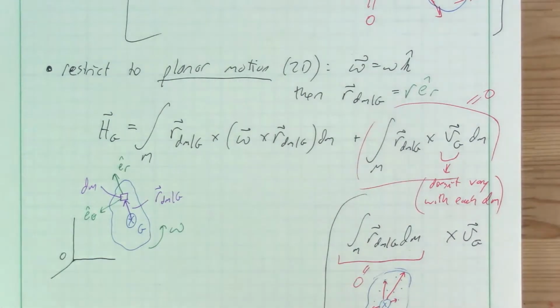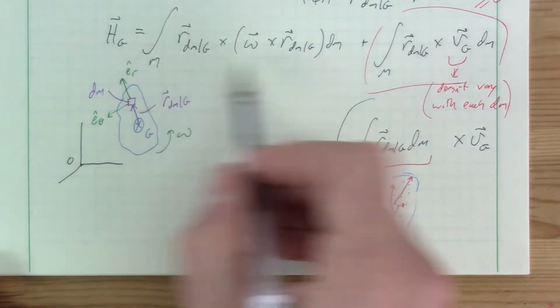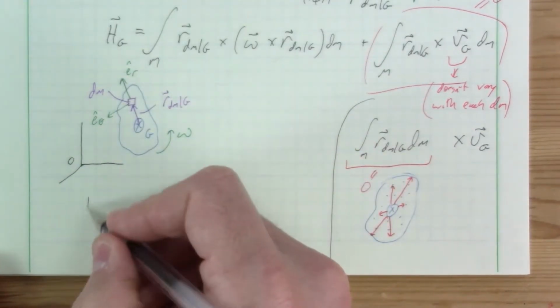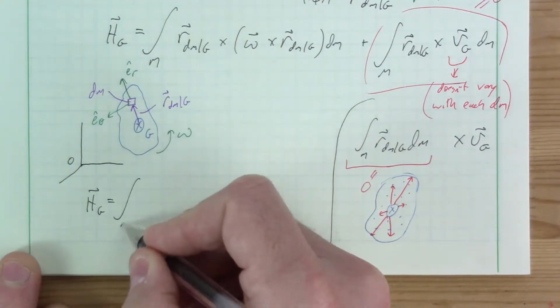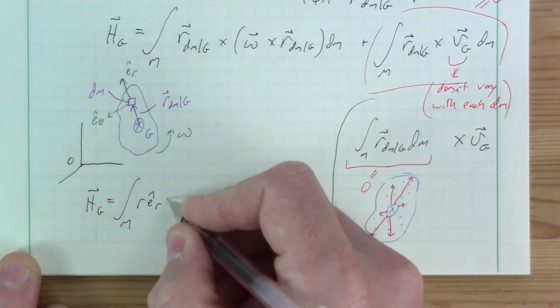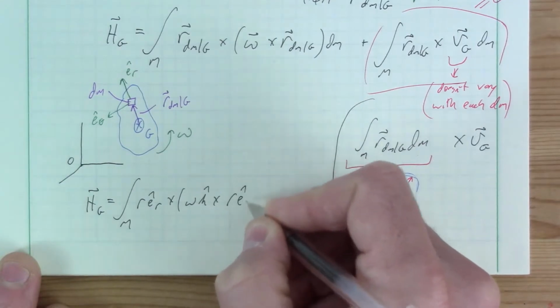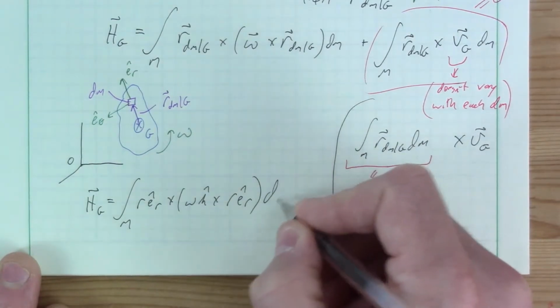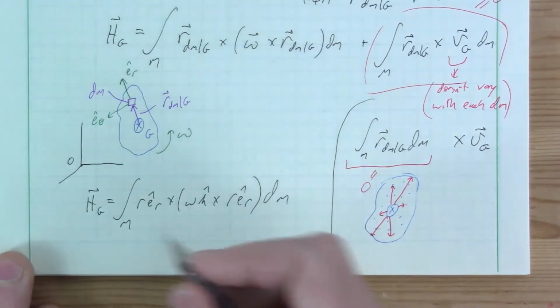Okay, so now H_G, I'm going to come back to here. That is r er crossed into omega k hat crossed into r er. And by the way, this isn't polar, this is actually cylindrical coordinates, right? Because we have that third dimension. Okay, now let's look at this.